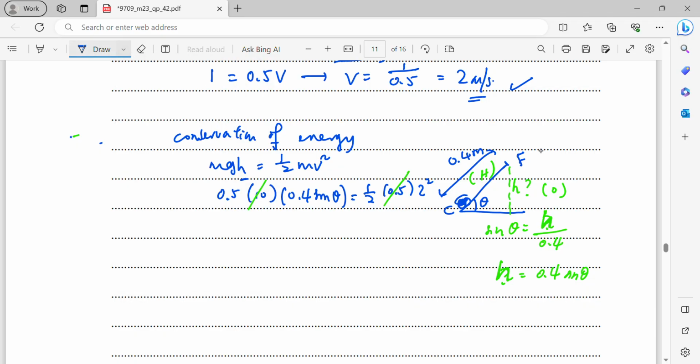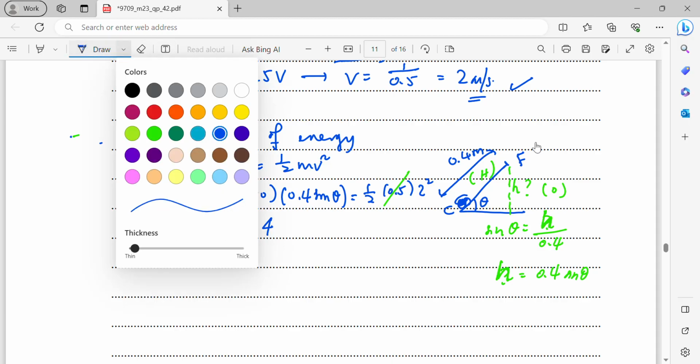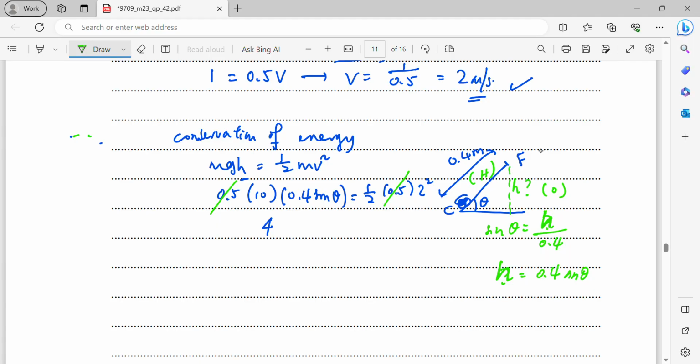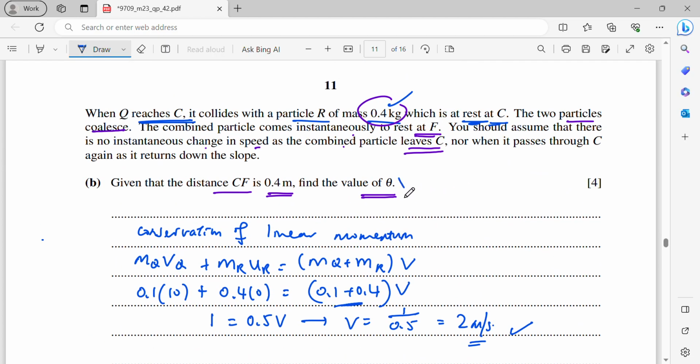Wait, I cancelled wrongly. Sorry. I should cancel the 0.5. So 10 times 0.4 is 4. So it will be 4 sine theta equals to half times 2 squared. 2 squared is 4, so half times 4 will be 2. So from here, my sine theta is 2 over 4, which is half. Which means my theta is inverse sine half. Then it will be 30 degrees. So that is the theta value.